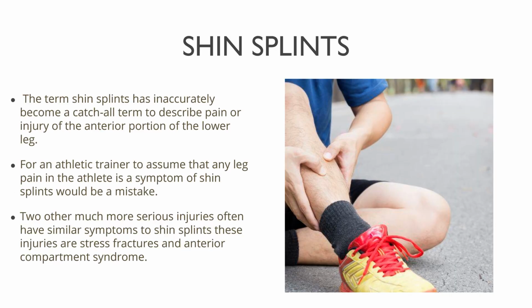Shin splints is a term that's often used too broadly to describe any pain or injury in the front part of the lower leg. It's important to recognize that not every case of lower leg pain in athletes is actually shin splints, and making that assumption can lead to misdiagnosis. There are other, more serious injuries that can mimic the symptoms of shin splints, such as stress fractures and anterior compartment syndrome, so it's crucial to differentiate between them.